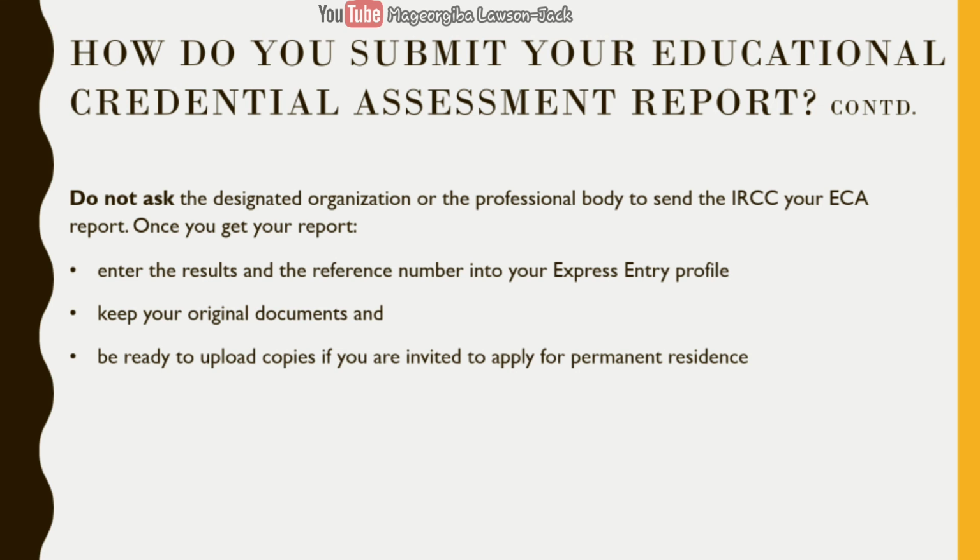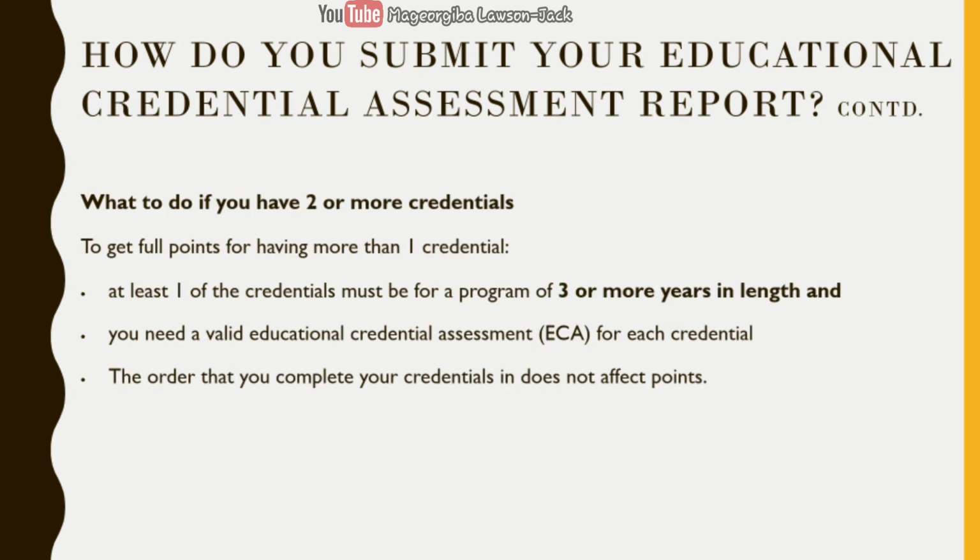Once you get your report, enter the result and reference number into your Express Entry profile. Keep your original documents and be ready to upload copies if you are invited to apply for permanent residence. To get full points for having more than one credential, at least one of the credentials must be for a program of 3 or more years in length, and you need a valid educational credential assessment for each credential.